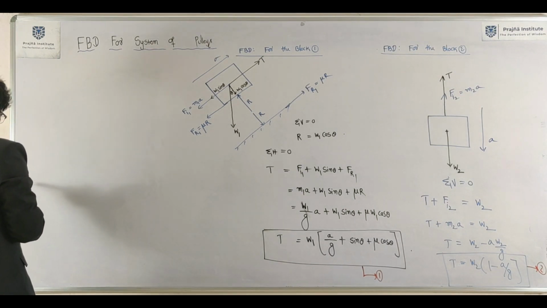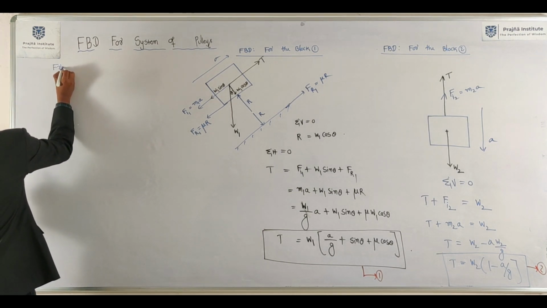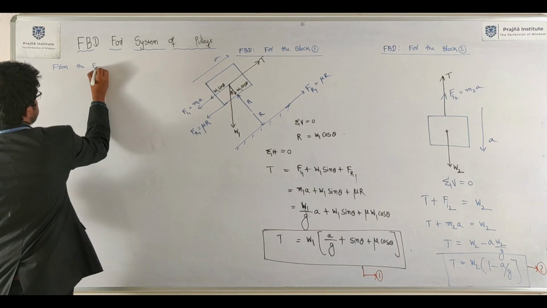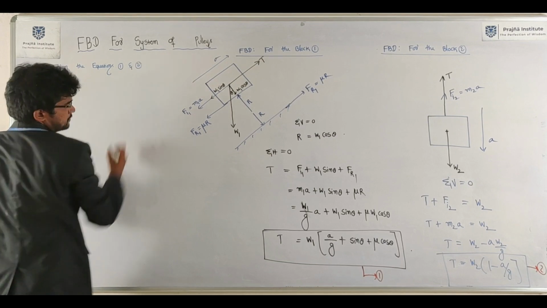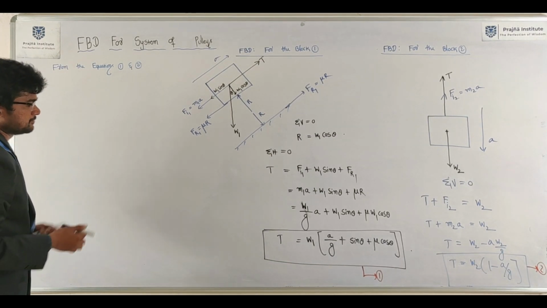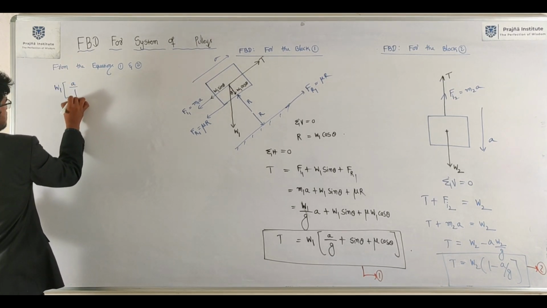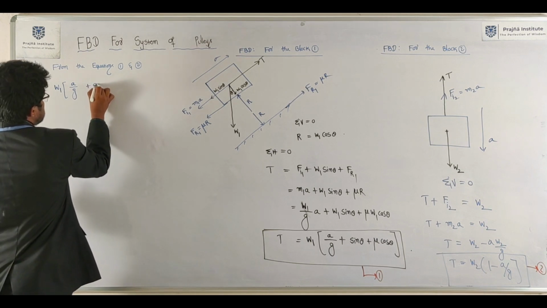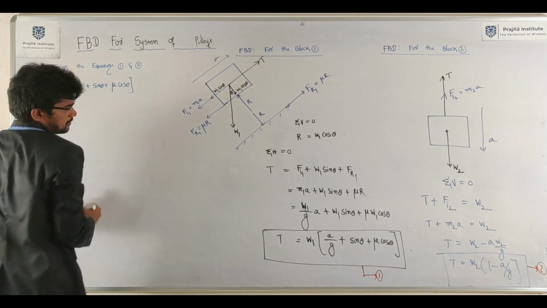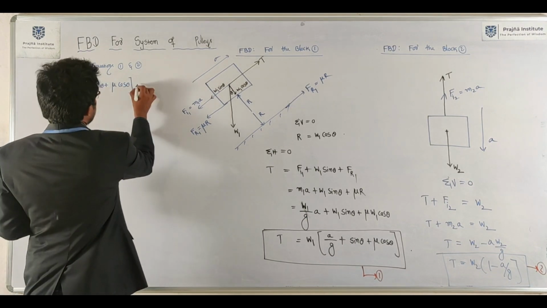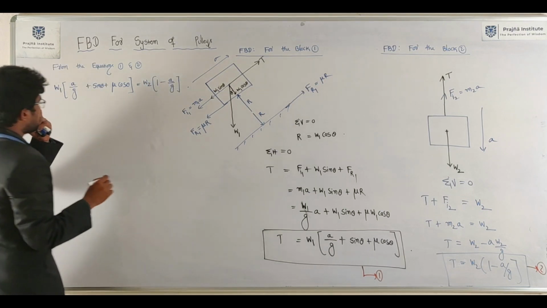Now, from the equations 1 and 2, what will you get here? Just equate these two equations. W1 into A by G plus sin theta plus mu into cos theta equal to W2 into 1 minus A by G. Then what will you get, tell me?